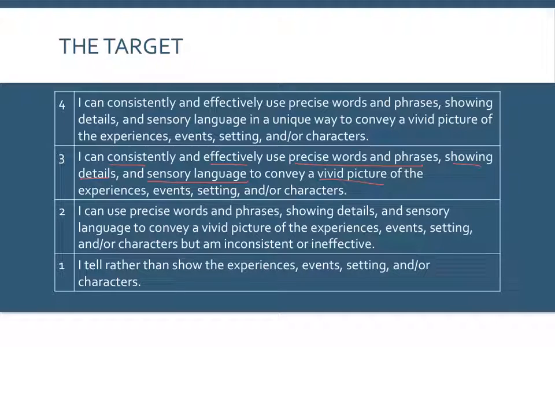At the 4 level, you are able to do this in a unique way, and I would again interpret that as there are no errors. Everything that you intended to create a vivid image worked in your favor. At the 2 level, you are a little inconsistent or ineffective, so you might have some examples where it just wasn't quite the right touch for the experience you were trying to show us. And at the 1 level, you tell rather than show the experiences, events, and/or settings. So I wouldn't see much of the techniques I'm going to show you next used at all.